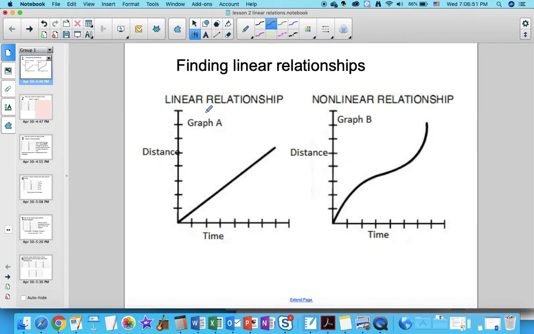So, a linear relationship, if you recall from the previous lesson, is a relationship that creates a straight line on a graph. If you graph information and you create a straight line, that's a linear relationship. Non-linear relationships are not straight, they're curved. So you might end up with something like this. Even though it's kind of straight, that bump means it's not linear. It has to form a straight line.